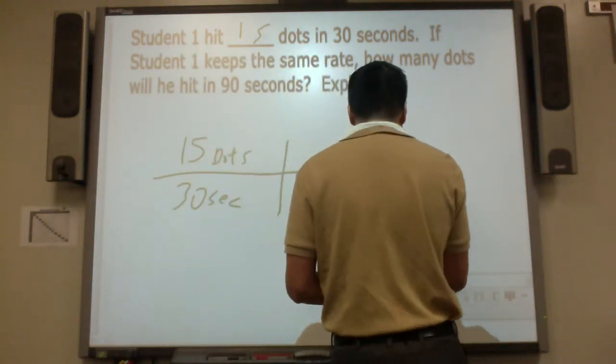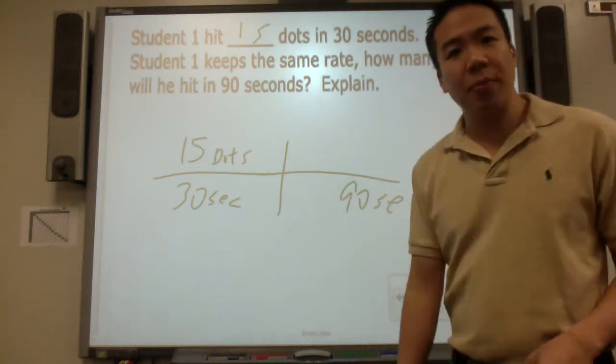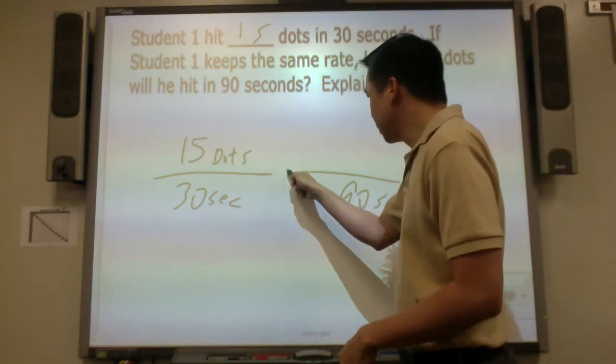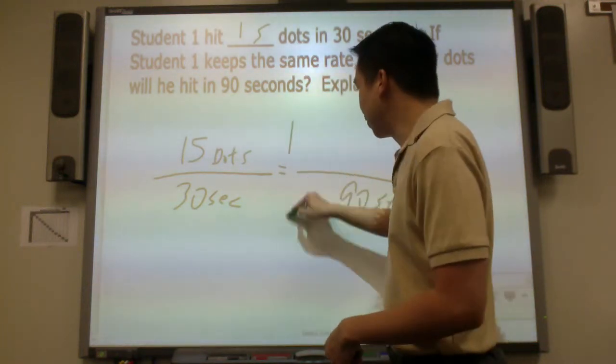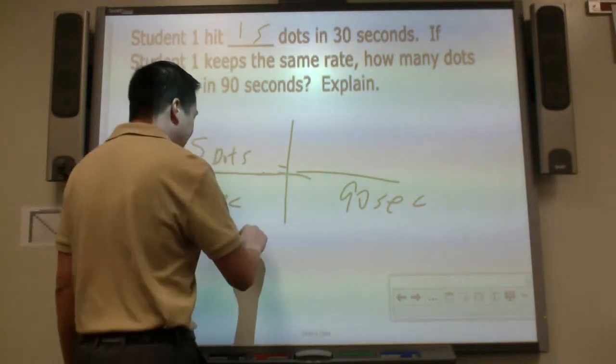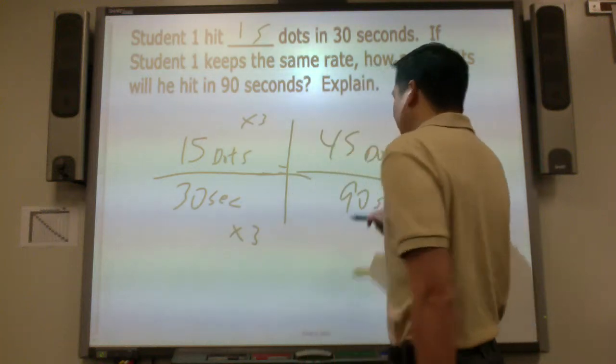90 seconds. So I'm making myself a ratio table. This also could be a proportion too. If it was a proportion, it would look like this. But I like making ratio tables. It's the same thing, by the way. So can you build this up? I can scale it up by 3. By 3, I get 45 dots for 90 seconds.